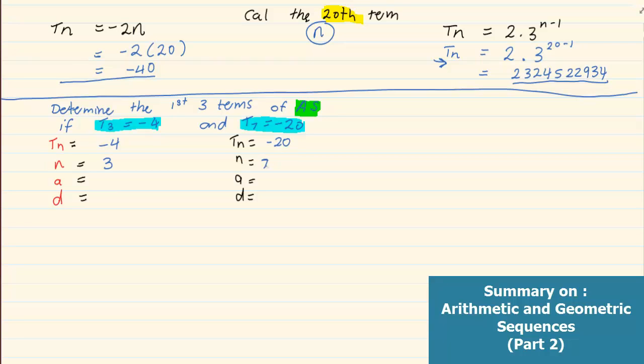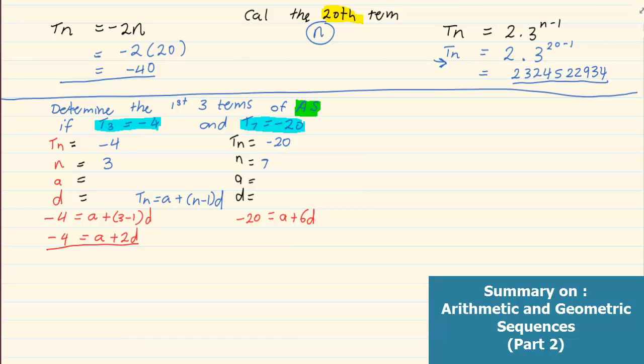So first we fill in our Tn, N, A and D, any information we have. Then we do the formula. The formula is Tn is equal to A plus (N minus 1) D. If we substitute what we have, then for the first set we would have the following equation. Minus 4 is equal to A plus (3 minus 1) D, which gives us minus 4 is equal to A plus 2D. Then we do the same for T7. So we have minus 20 is equal to A plus 6D.